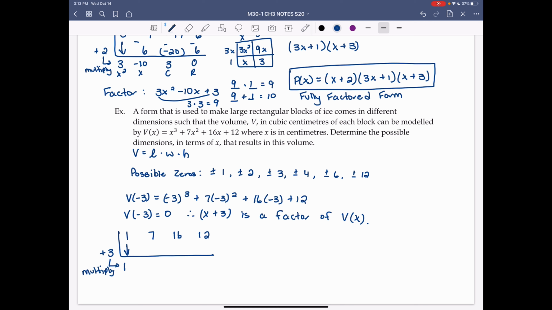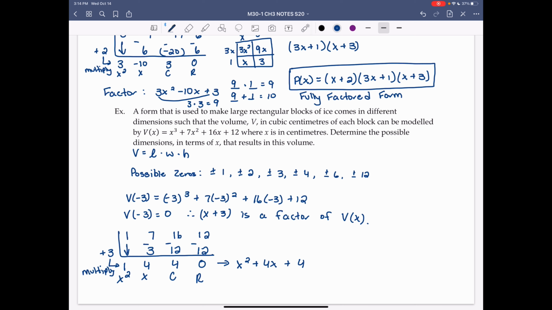1 times 3 is 3. Subtract inside. 7 minus 3 is 4. 4 times 3 is 12. Subtract inside. 16 minus 12 is 4. 3 times 4 is 12. 12 minus 12 is 0. That's our remainder, our constant term, our x term, and our x squared. So we're left with the trinomial x squared plus 4x plus 4.